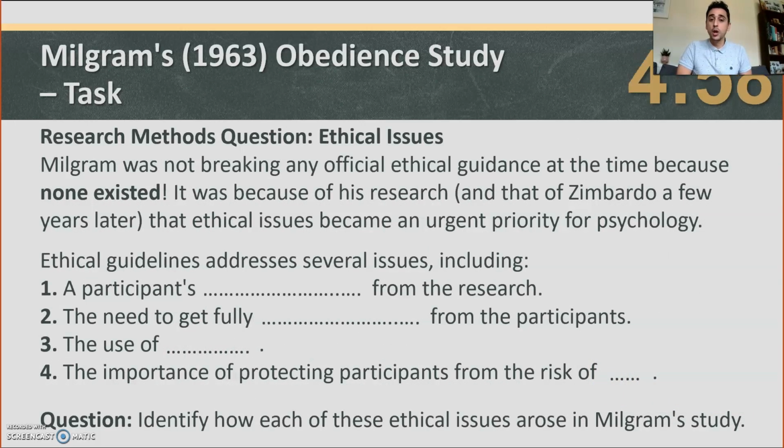Right, here we go. Research methods question, ethical issues. Milgram was not breaking any official ethical guidelines at the time because none existed. There were no ethical guidelines. It was because of specifically this research and that of Zimbardo a few years later, that we learned last lesson, that ethical issues became an urgent priority for psychology.